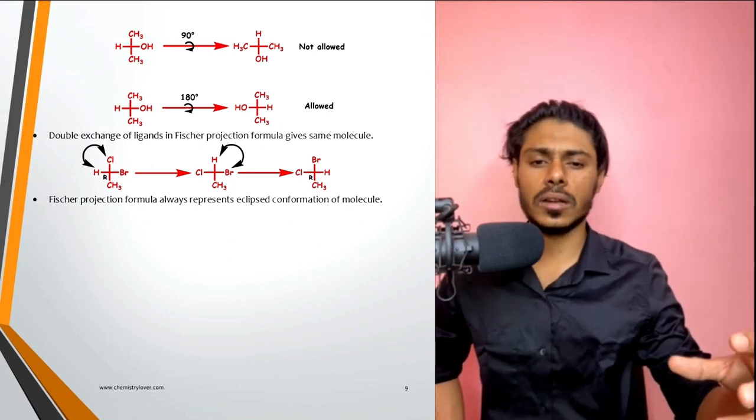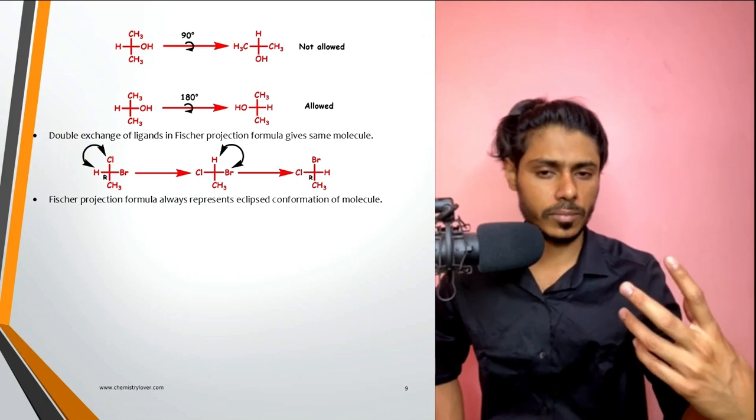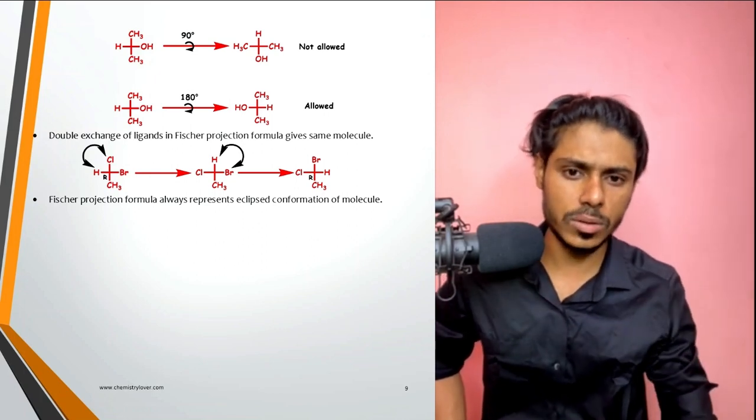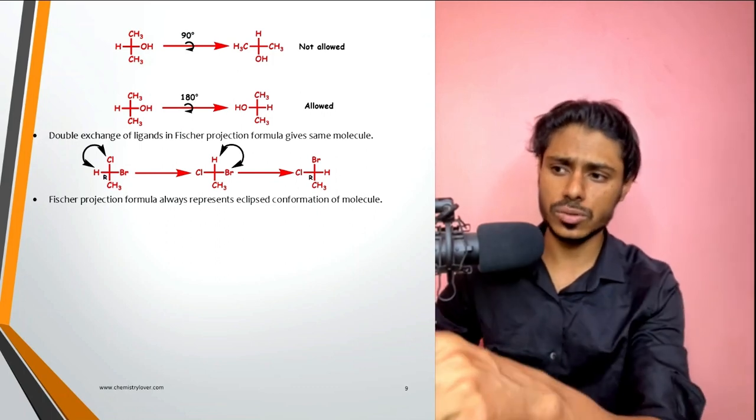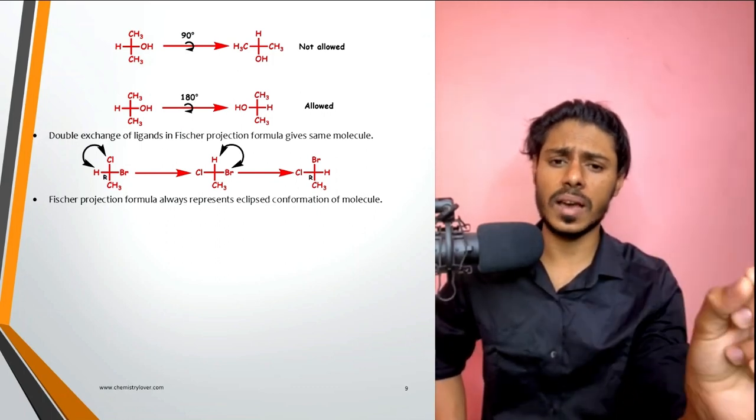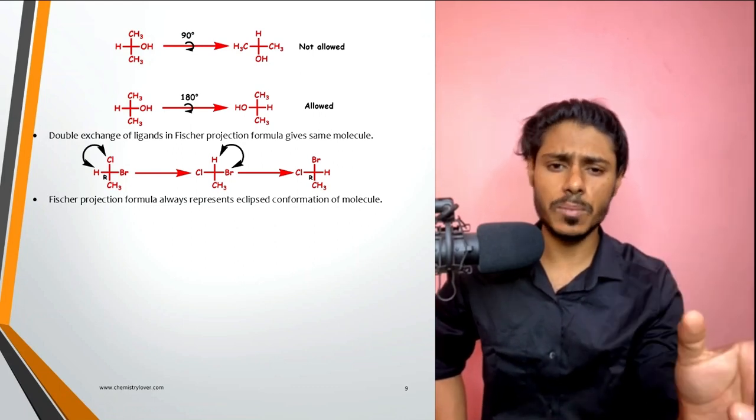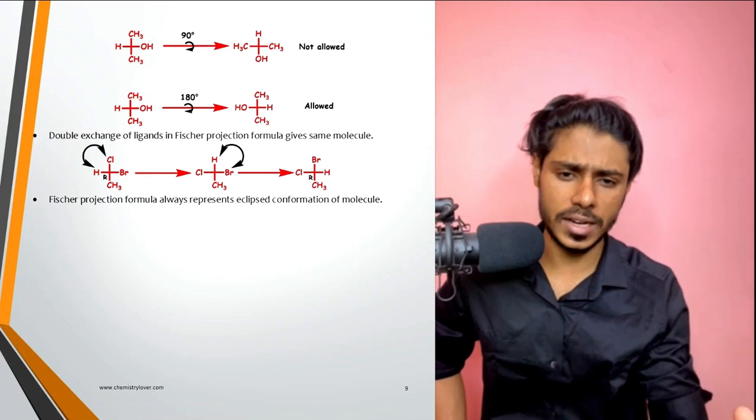When we learn about the nomenclature of optically active molecules or stereocenters, we will see these two molecules are actually different. That's why I named them R and R. So they both are R configuration, and they are the same molecule. So a double exchange in the Fisher projection formula will give you the same arrangement.